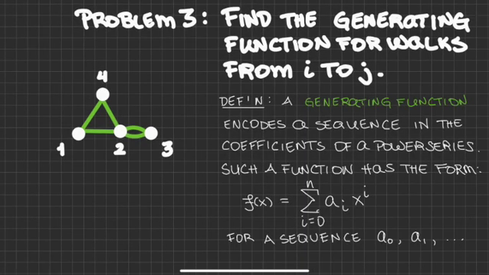Formally, a generating function encodes an infinite sequence of values as the coefficients of a power series. We see that this function has the form f of x is the sum over all i of a sub i times x to the i. Here, a sub i is the element of our sequence, and x to the i is our arbitrary variable x for which we have made a the coefficient.